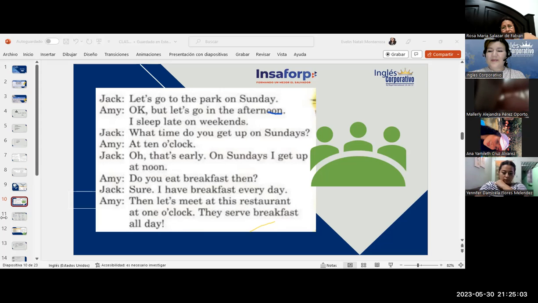Meet at this restaurant at 1 o'clock. They serve breakfast all day. Very good job, right? They serve breakfast all day.